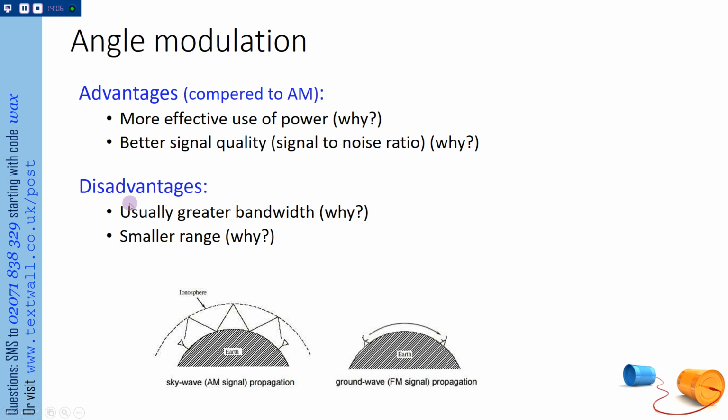Disadvantage is we usually have a greater bandwidth, and there are two reasons for that. We'll speak about that next week. And there's a smaller range, and the range is related to the higher frequencies we use, not the modulation format, okay? So the smaller range is because FM operates at higher frequencies in the megahertz. So it's 88 to 108 megahertz.